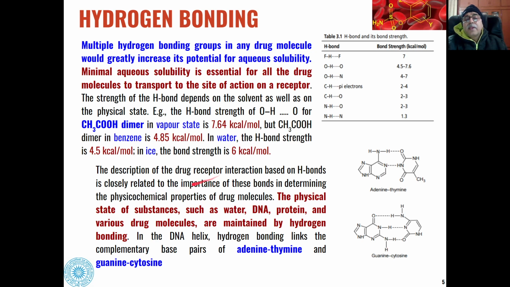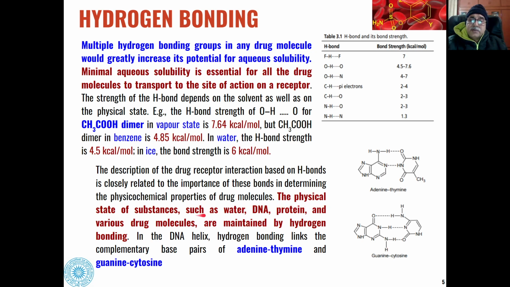And the drug receptor interaction, which will be determined on the basis of hydrogen bonding, is closely related to the importance of these bonds in determining the physicochemical properties of different drug molecules which are being considered for biological activity.